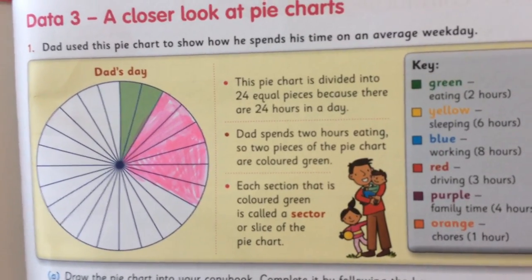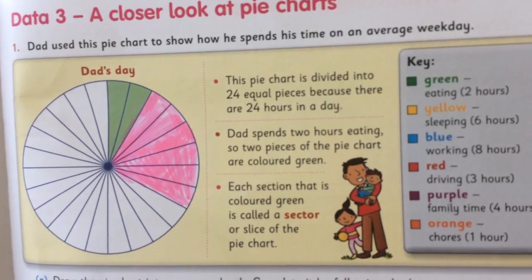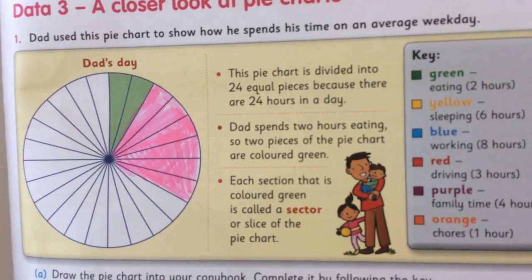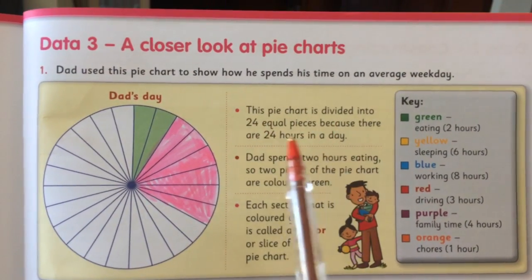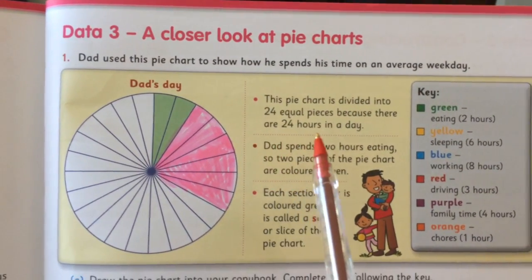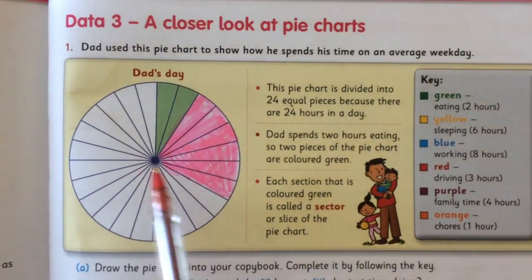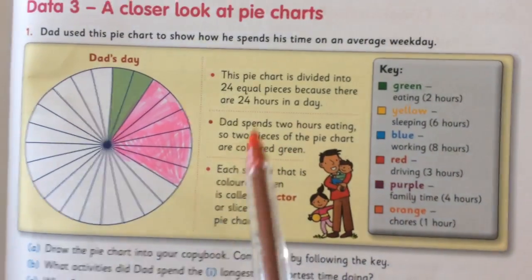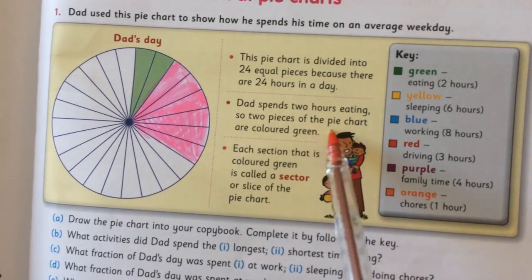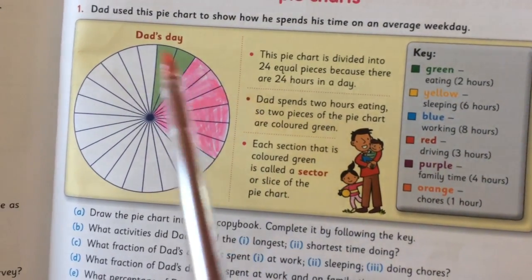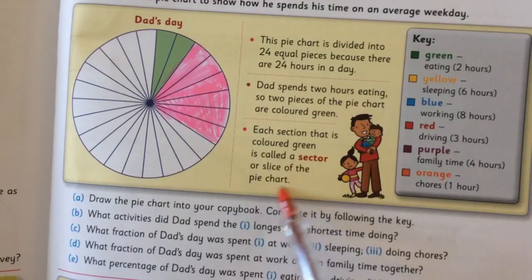So it says here in the first one, Dad used this pie chart to show how he spends his time on an average weekday. So Dad's day. This pie chart is divided into 24 equal pieces because there are 24 hours in the day. Each sector represents an hour. It's like each small slice of pie is an hour. So Dad spends 2 hours eating. So 2 pieces of the pie chart are colored green, as in up here. Each section that is coloured green is called a sector or slice of the pie.